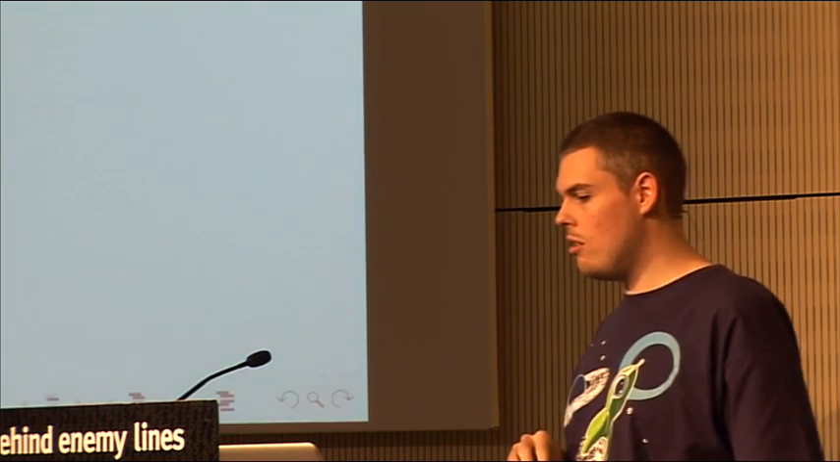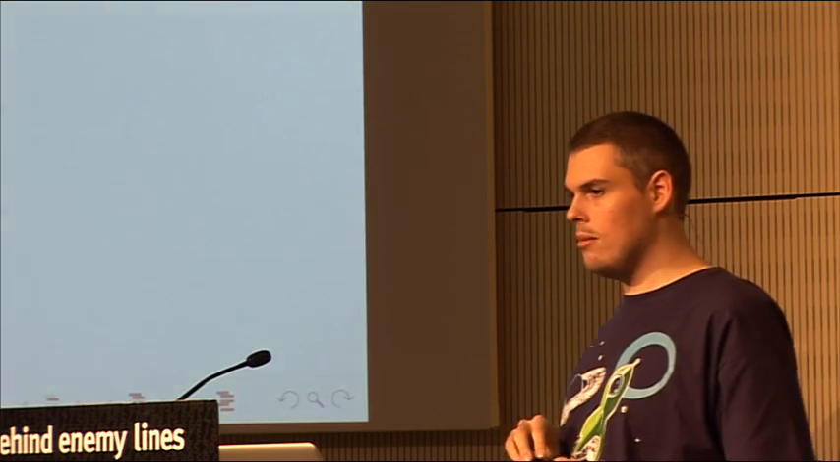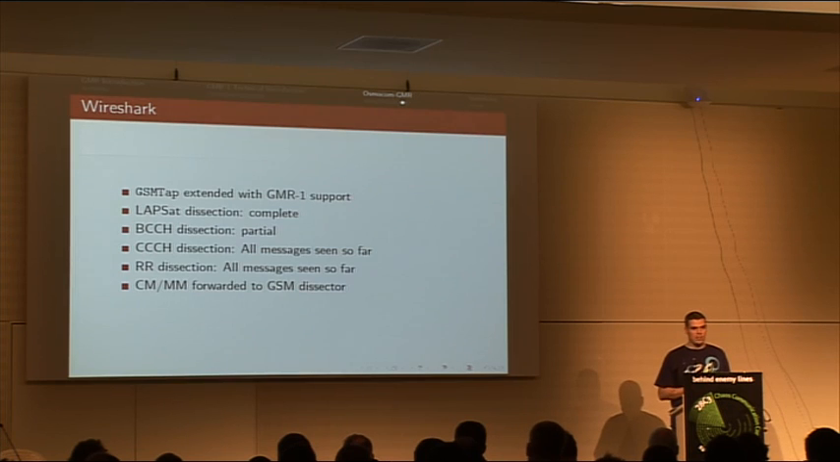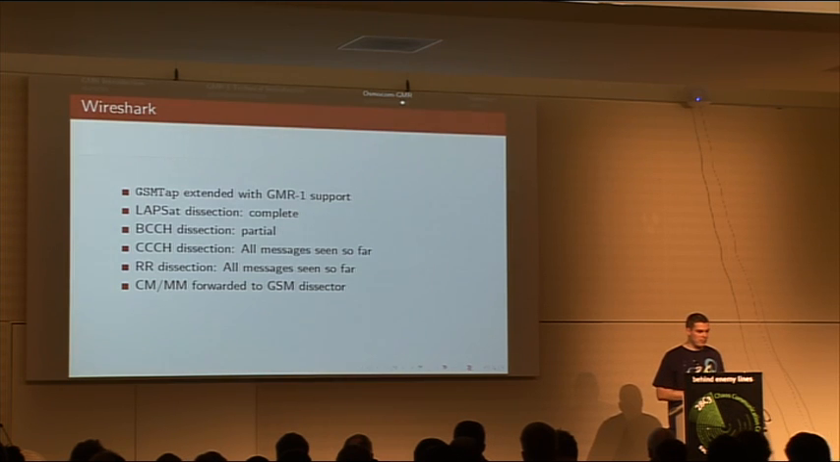So what has been implemented is the data link layer, LAPSat, which is completely implemented. The BCCH is partial. You will see in the capture that I will show that we only decode some of the system information messages because they are coded in a very annoying way. That is, they are unaligned bit fields described in a CSN1 encoding. If you saw the talk by Harald, it's the same CSN1.